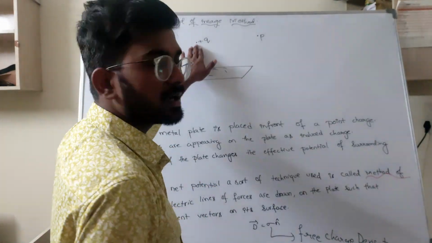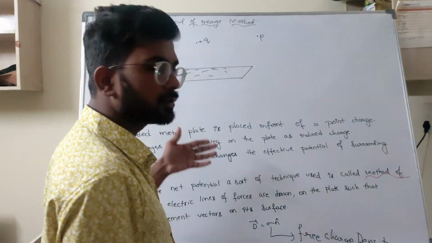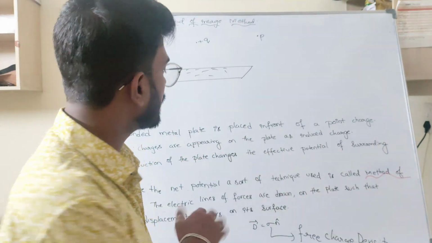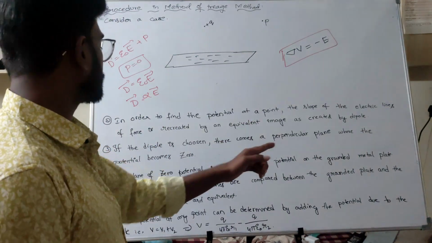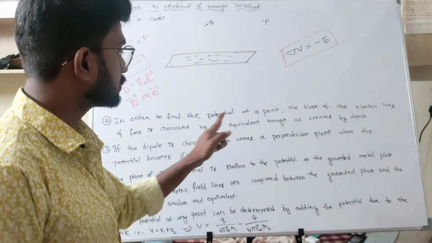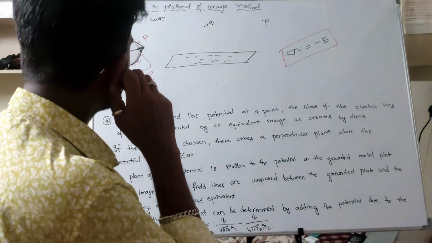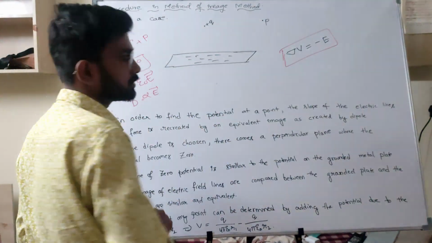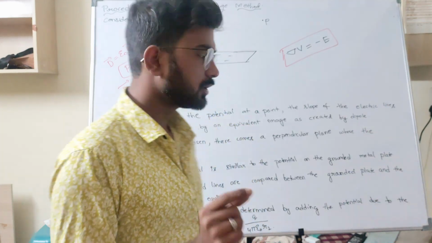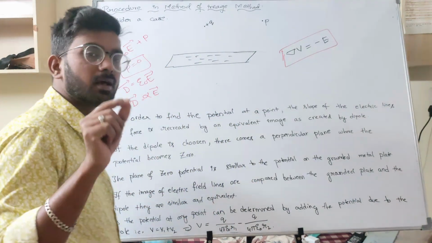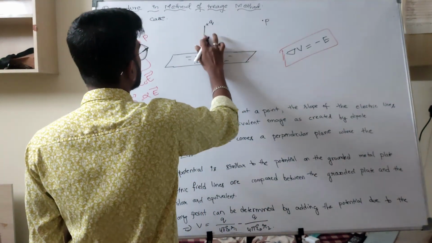Now we will draw the electric field lines through this surface. So we will go to the second step and let's see what will happen. Coming to the second point, what is the second point? In order to find the potential at a point, the slope of electric lines of forces is recreated by an equivalent image as created by the dipole. What is meant by the slope of electric lines of forces? The direction of electric force is represented by the electric lines of forces. So if you want to find the direction, you have to draw electric lines of forces.